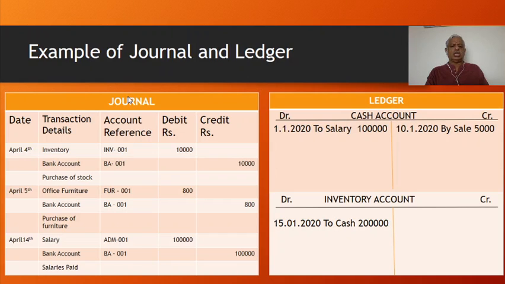So journal is the pre-requirement for posting into ledger. In journal, all entries, irrespective of the nature, we don't see a specific order. We go by date-wise and transaction reference-wise, and we post everything in journal. Whereas in ledger, there are specified accounts. For example, as I showed here, cash account separate, inventory account separate. All the information from journal we take and post into ledger in separate accounts. That's how the journal and ledger are differentiated.